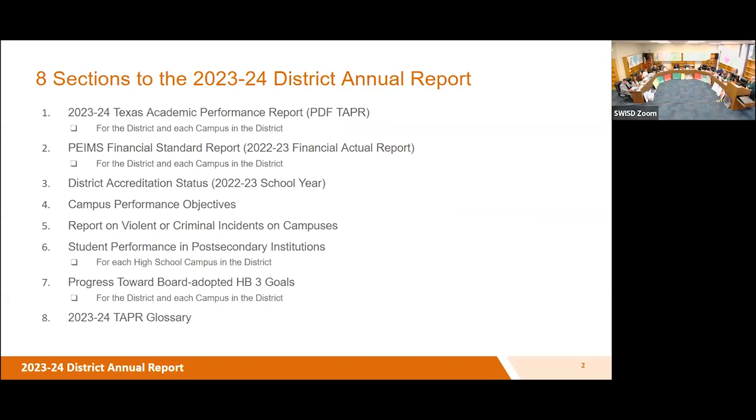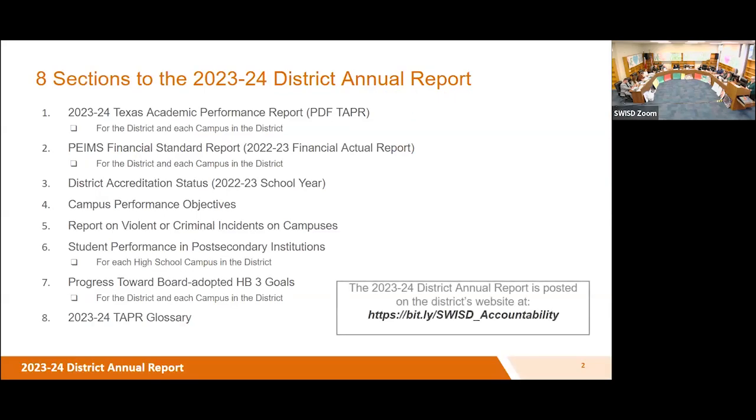So there are actually 8 sections to the district annual report. The first part is the Texas Academic Performance Report, or TAPR, for 2023-2024. There is one for the district and for each campus. Then we'll go into the PEIMS Financial Standard Report from the 2022-2023 school year. Then we'll talk about our district accreditation status, our campus performance objectives, a report on our violent or criminal incidents on campus, our student performance in post-secondary institutions, our progress toward board-adopted HB3 goals, and then we'll talk a little bit about the TAPR glossary.